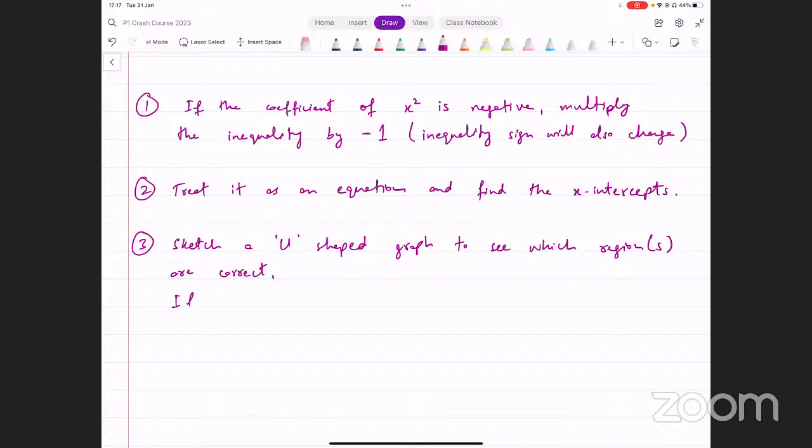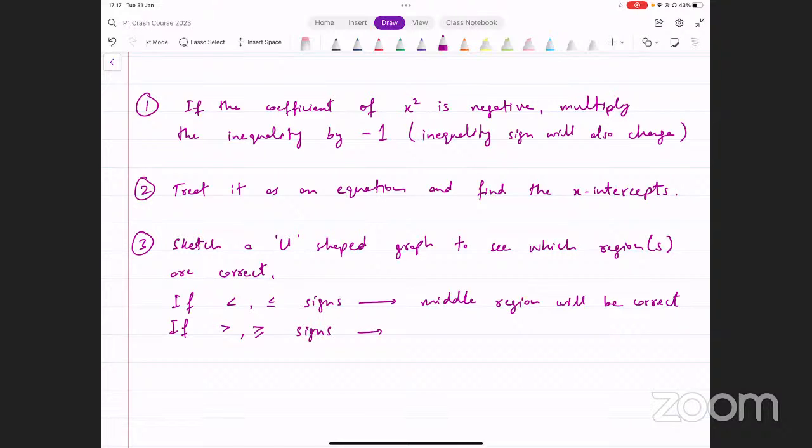If you have less than or equal to signs, the middle region is going to be correct, the region between those two x-intercepts. And if you have greater than or equal to signs, the side regions, the regions on the sides, they will be correct.